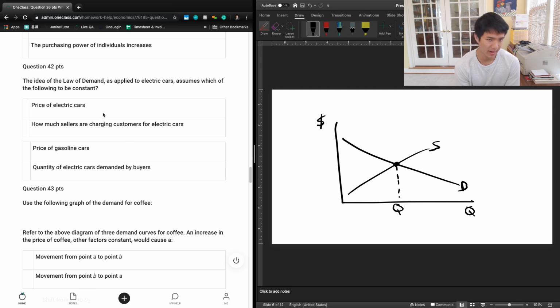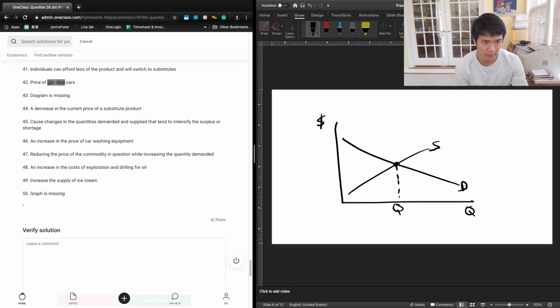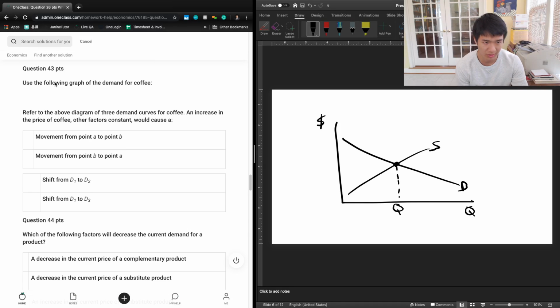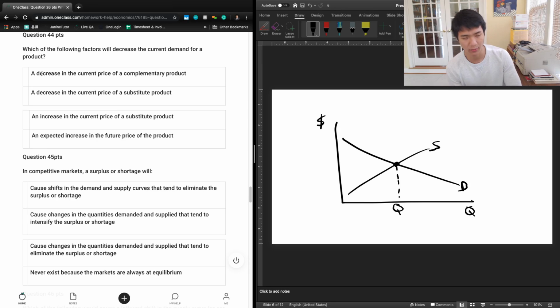The idea of the law of demand as applied to electric cars assumes which one of the following to be constant. C, price of gasoline cars. And so we can take a look at the answer choice here. Number 42, price of gasoline cars. Great. So let's take a look at question number 43, which I believe is a graph, right? And so we don't have the graph, we can't do that. Let's just move on to question 44.